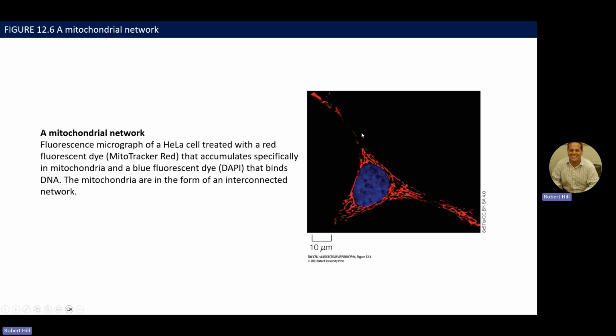There's a really cool dye that's available to see mitochondria. It's called MitoTracker. So this is like a HeLa cell that's been stained with MitoTracker and DAPI, which is a nuclear stain. But you can see the mitochondria don't exist in the cell as we might envision them, as those bean-like structures. They're actually very highly interconnected and networked through fission and fusion.